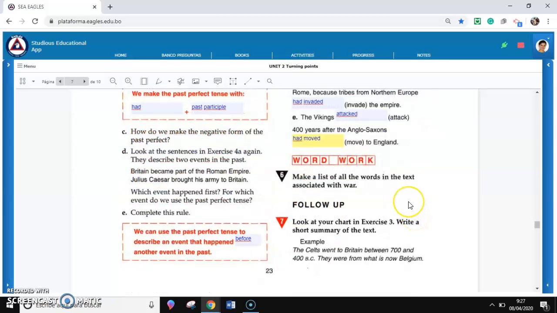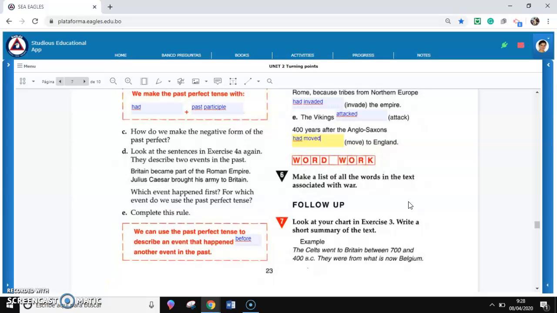So let's move on to number 6, word work. Make a list of all the words in the text associated with war. There are some words associated with war, like, for example, soldiers, attack, battle, invasion, defeated. So please write down these words in your notebook. Write a title, "Word Work", and then write a list of the words that are associated or related to the word war.